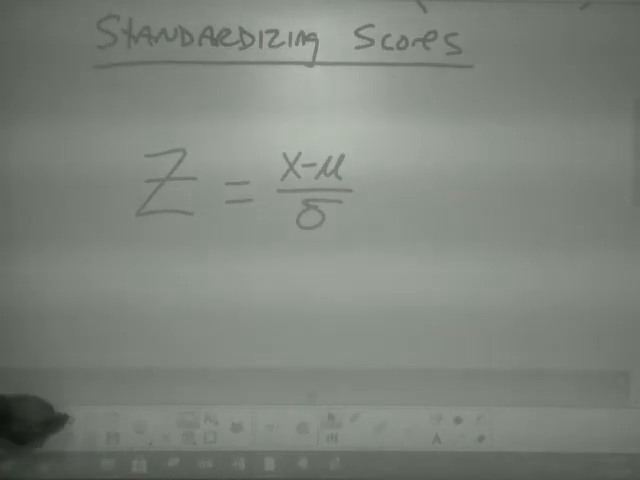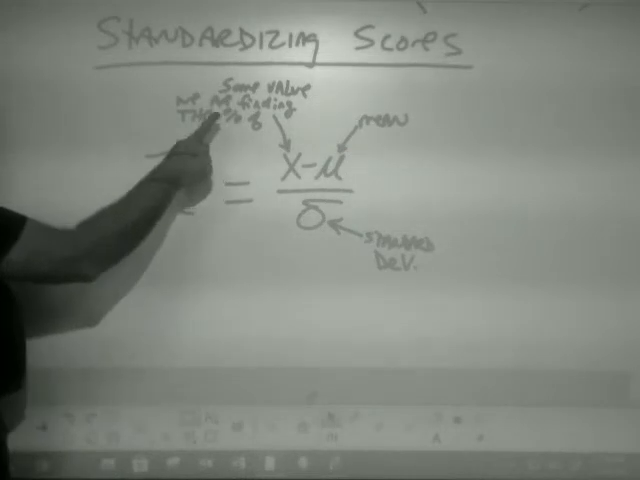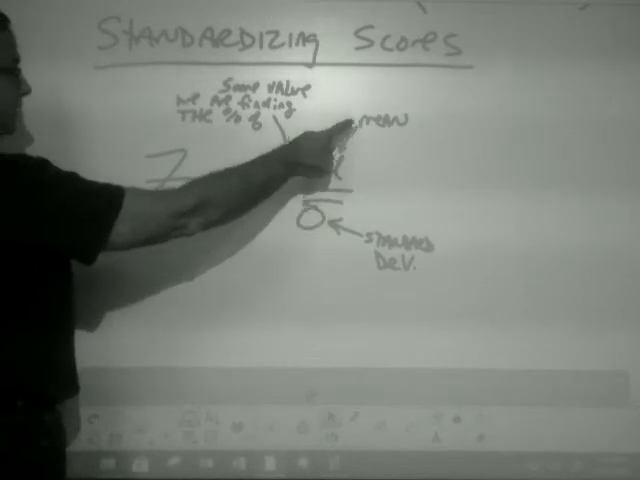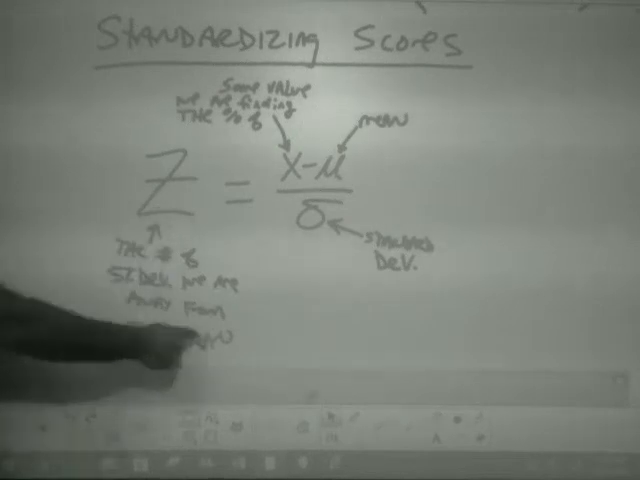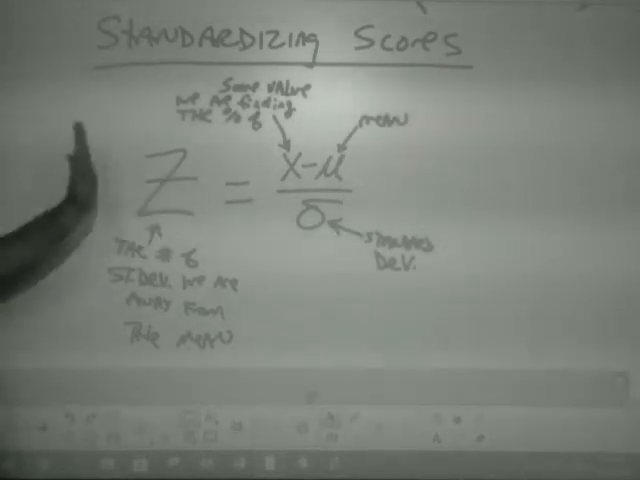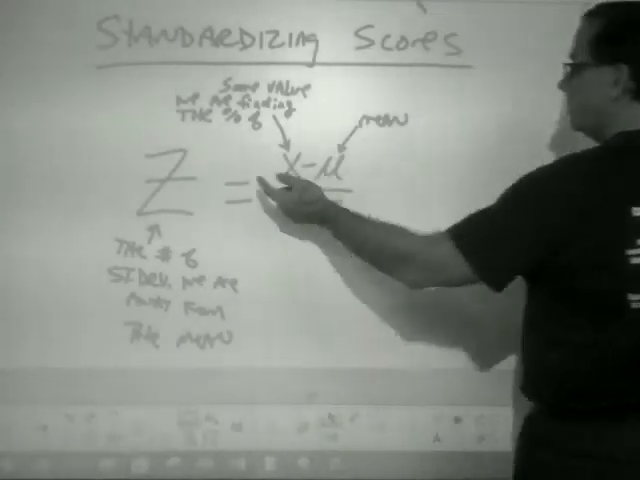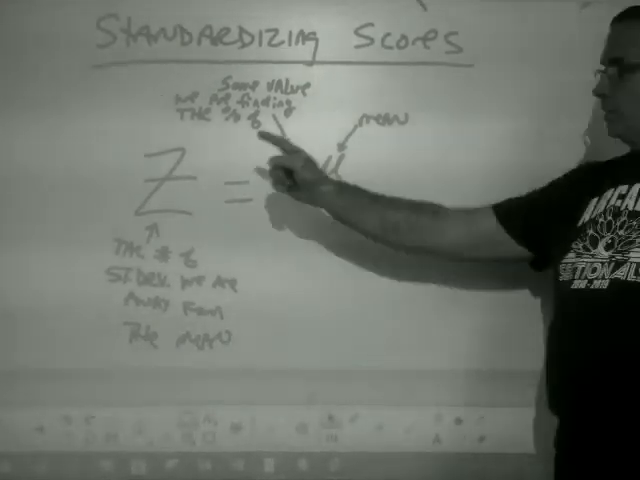Now what does all this mean? Well, x is some value we're trying to find the percentage of. So this is our value that we're working with. This is the mean, and that's the standard deviation. This is z. It is the number of standard deviations that we will be away from the mean. So z is just counting how many standard deviations away from the mean. It's called a z-score. So we take the value in question minus the given mean divided by the given standard deviation, and we will calculate a z-score.